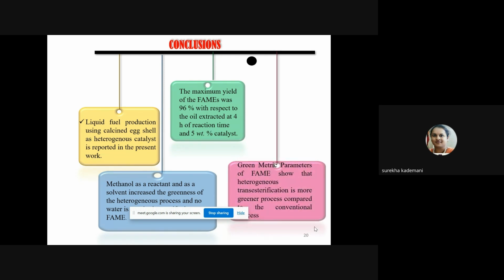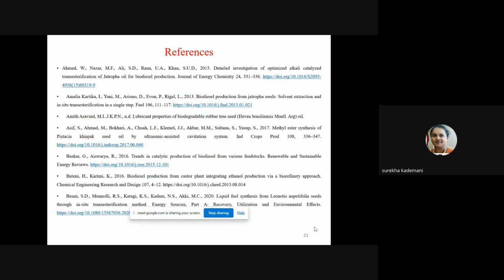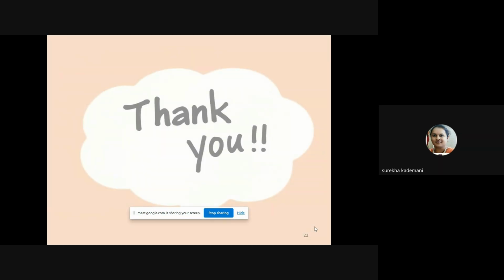And the green metrics parameters of the liquid fuel show that heterogeneous transesterification is a greener process compared to homogeneous transesterification. These are the references I have used. Thank you.